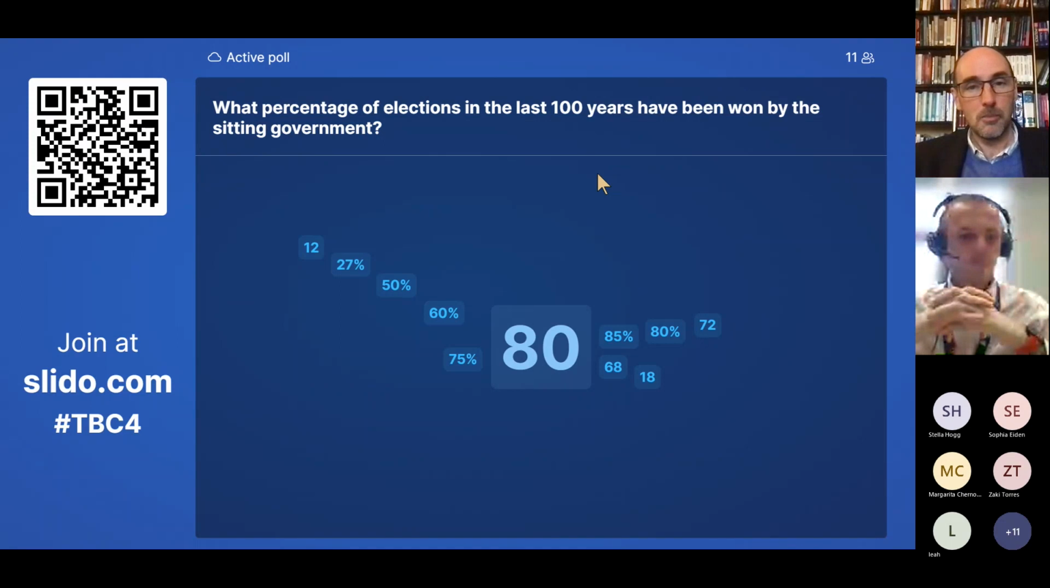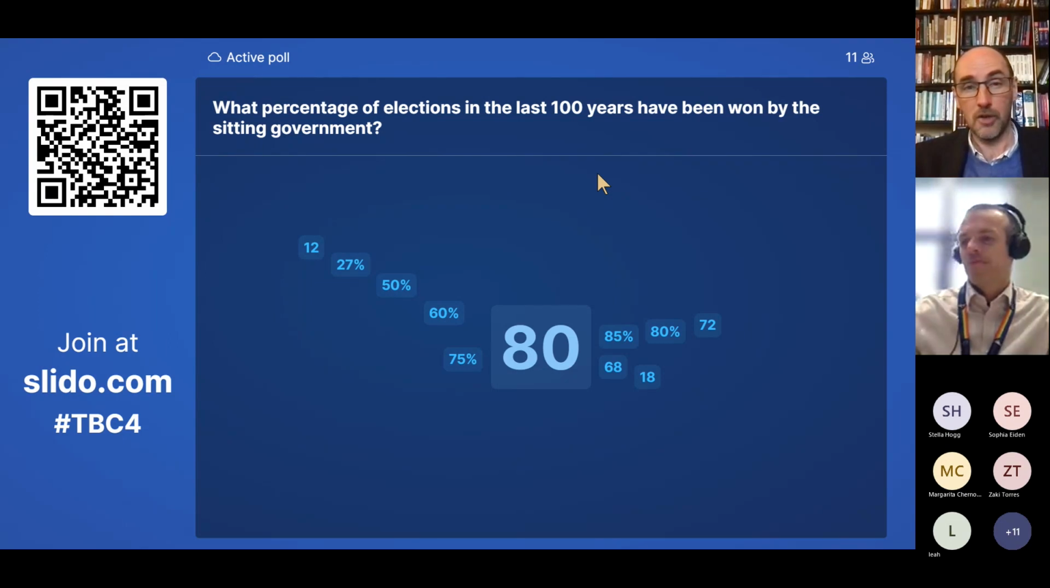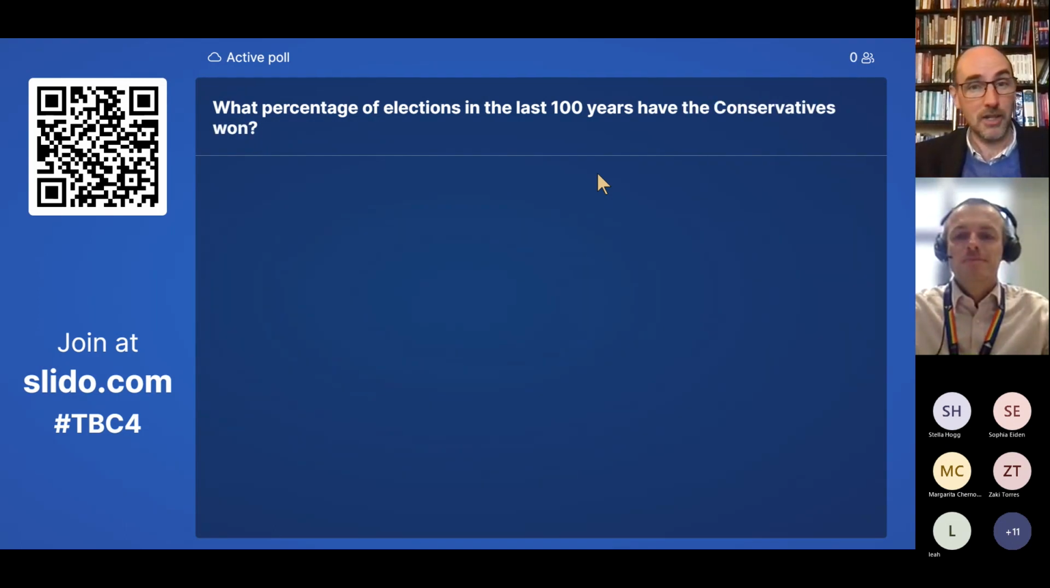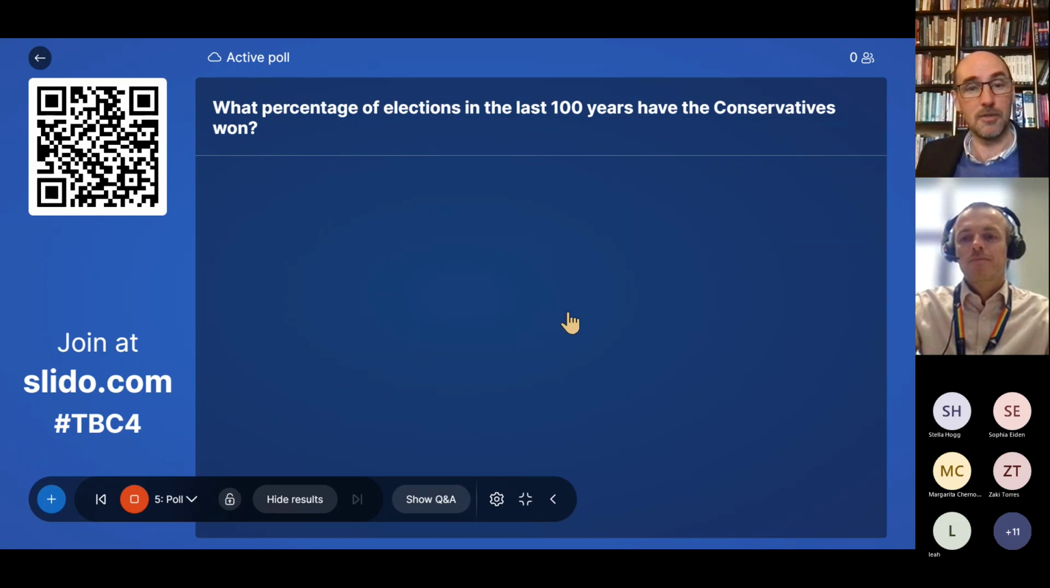Now, some of you might know that Conservative governments are sometimes thought to have won elections more often than Labour governments, or at least the Conservative Party has won more often than Labour. But what percentage of elections in the last 100 years have the Conservatives won?